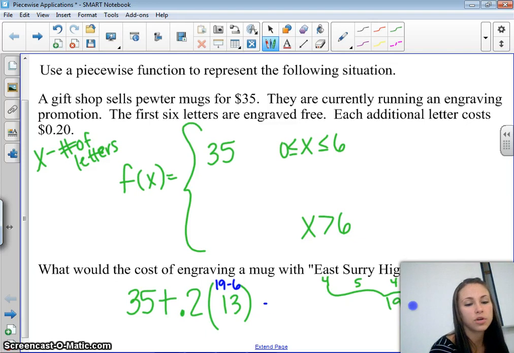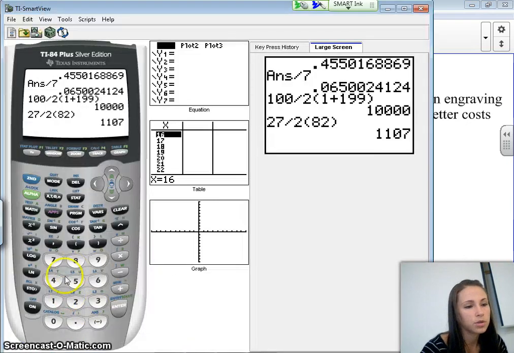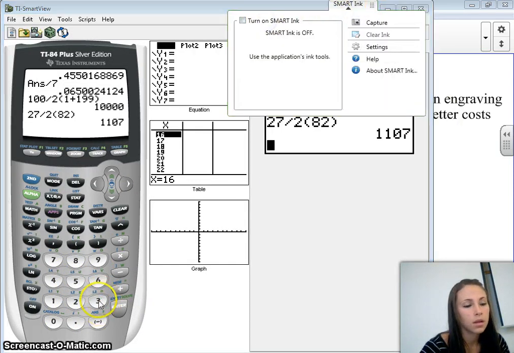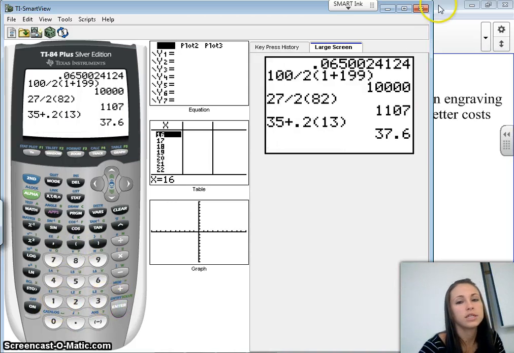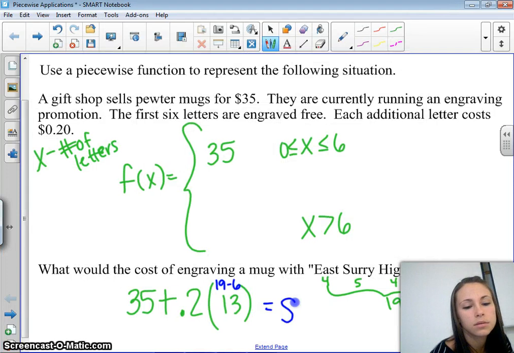And so the cost of engraving that mug would be 35 plus 0.2 times 13. So 35 plus 0.2 times 13 would give me $37.60.